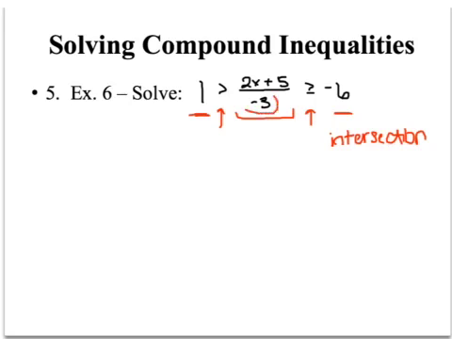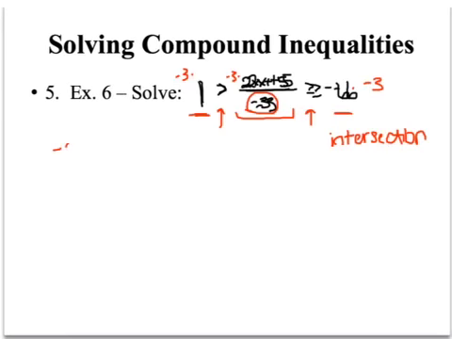So the first thing I want to do is get rid of my negative 3. That means I'm going to multiply everything, or every part, by negative 3. And since we're multiplying by a negative, we need to make sure we switch our inequality symbols.